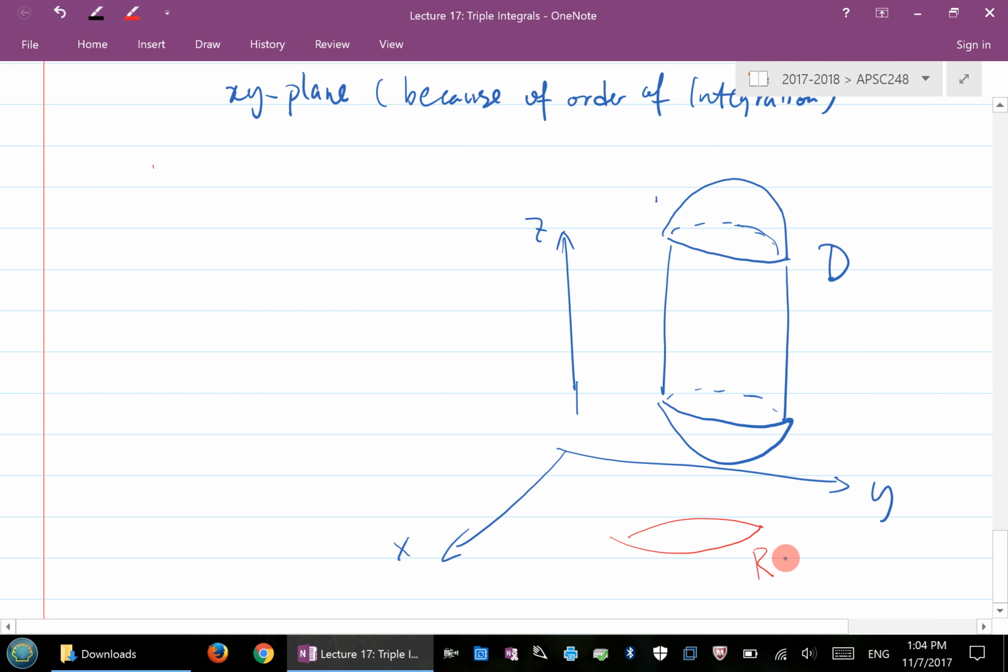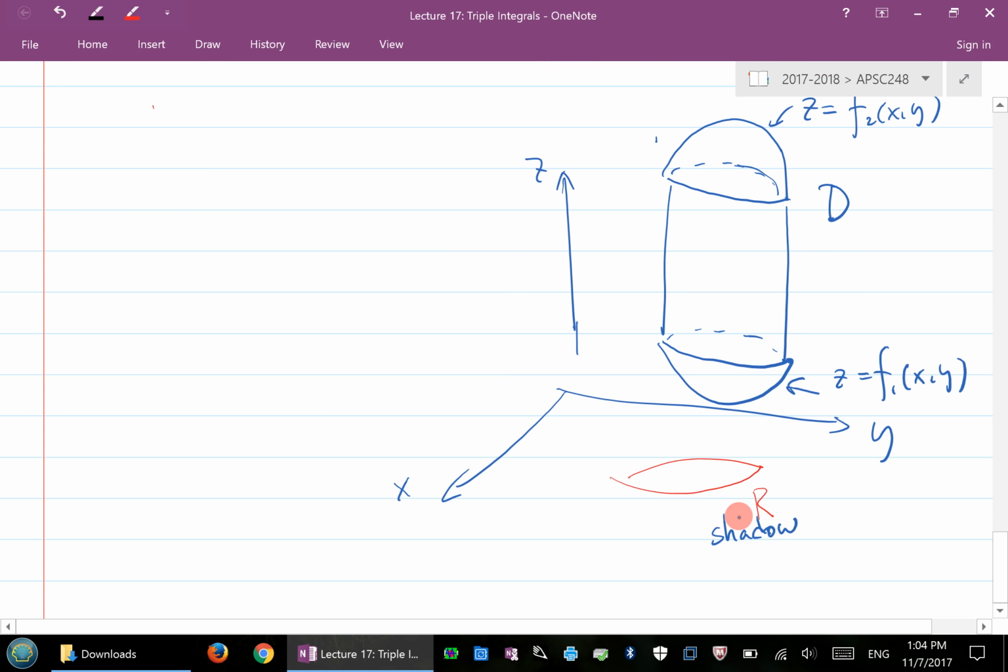Okay, so this is shadow. Okay, the shadow here. And now what we're going to do is try to label this object D and the shadow R. So for example, for this particular one here, there's a top surface, so let's call this f2(x,y). And there's a bottom surface, so let's call it f1(x,y) here. So there are two surfaces, right, for the top and the bottom of the region D.